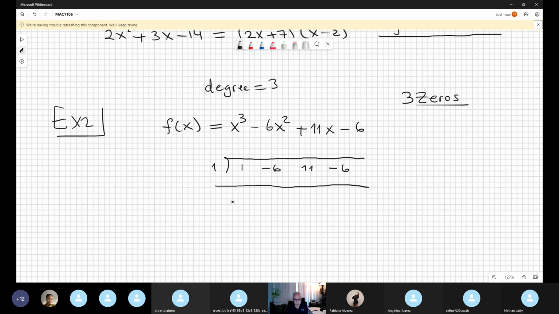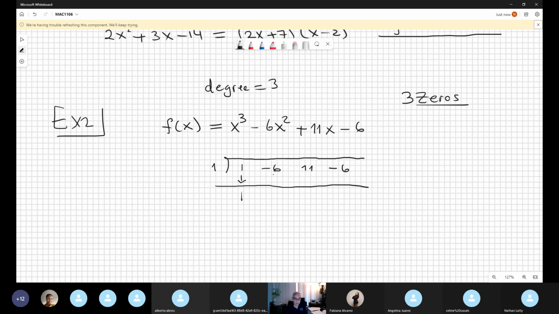Suppose you don't know the theorem, so you try 1, 2, 20, until, what is the idea? You get 0 here in the remainder. You get 0 in the remainder, so it is a factor. So if you don't get 0, no. Bring down 1. Bam, just bring down.